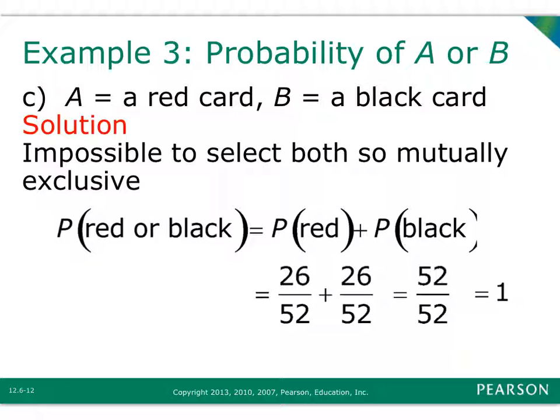Now we want to calculate if the card is either a red card or a black card. Well, again, in this case, the events are mutually exclusive because if we select one card out of the deck, it cannot be a red card and a black card. So it's impossible to select both. Therefore, we have the following. The probability of a red or black is equal to the probability of red plus the probability of black. When we do the math, we end up with 100%, 1.